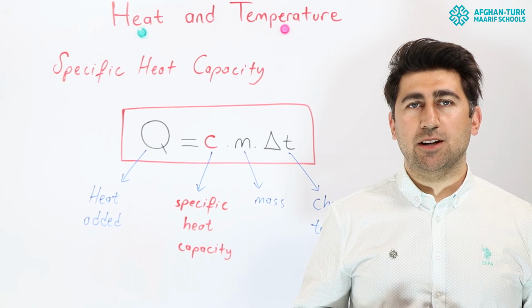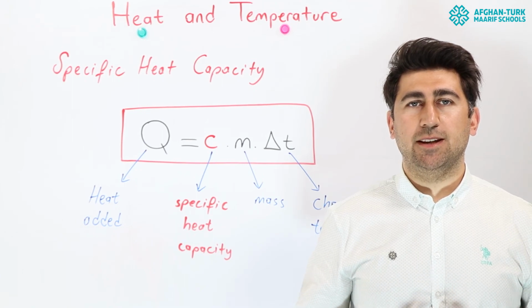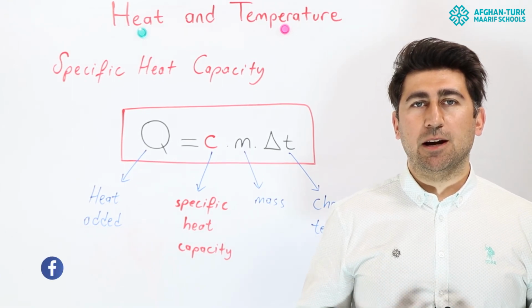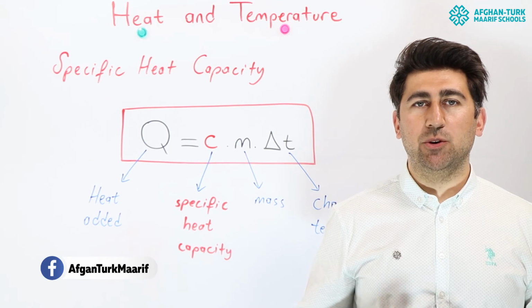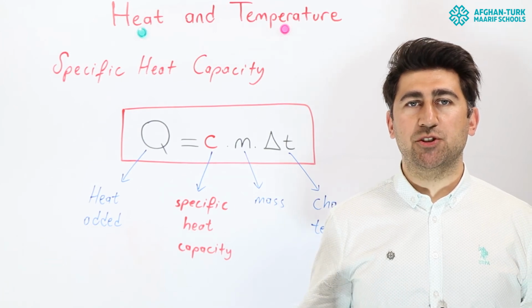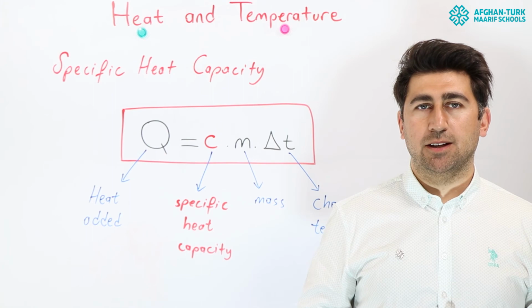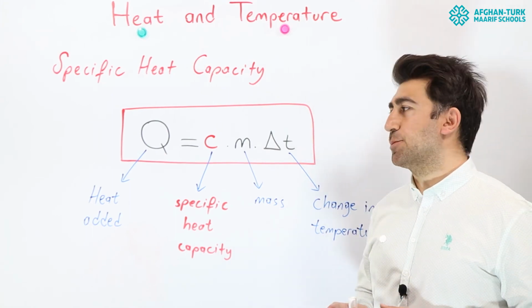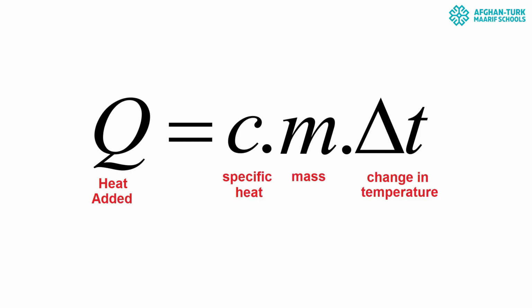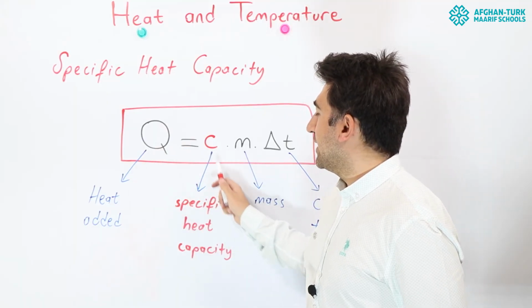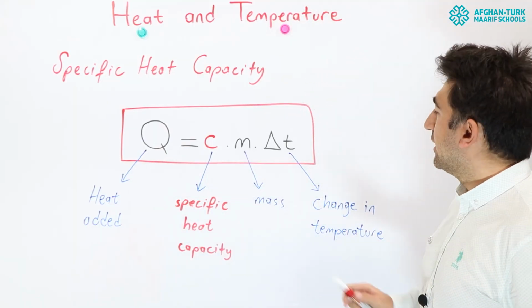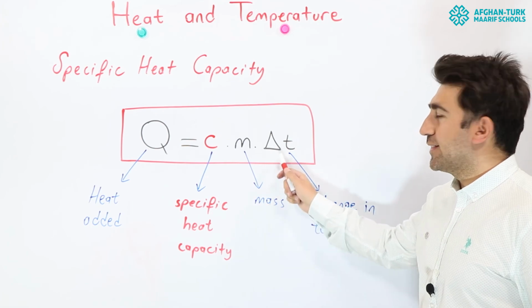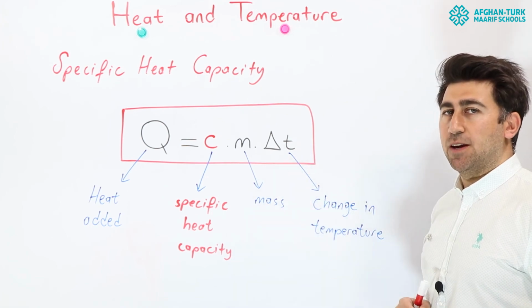The final subject of today is specific heat capacity. Specific heat capacity is the amount of heat per unit mass required to raise the temperature by 1 degree Celsius. The relationship between heat and temperature change is usually expressed with this equation. Q is equal to C times M times delta T. Q is the heat, C is specific heat capacity, M is mass, and delta T represents change in temperature.